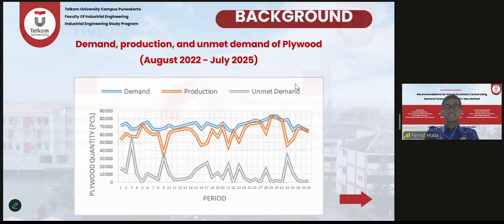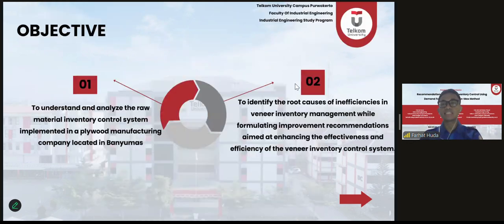The objectives of this study are twofold. First, to understand and analyze the current veneer inventory control system implemented by the company. Second, to identify the causes of inefficiencies and propose improvements that can enhance the effectiveness and efficiency of veneer inventory control.